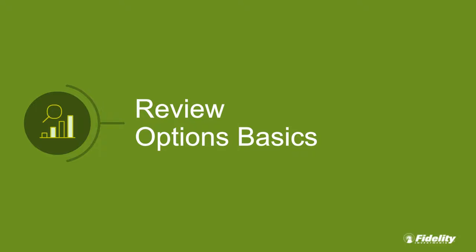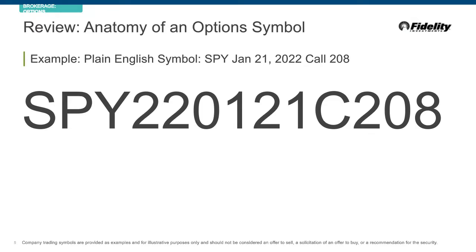We're going to go ahead and start off with a quick review of some of the options basics that we covered in our last webinar. We'll look at the option symbology and also option premium. So in our next slide here, we have an example of an SPY January 21st, 2022 $208 strike call option. We can look at the option symbol in 4 distinct parts. We start with the symbol for the underlying security, which is SPY, or the SPDR S&P 500 ETF.